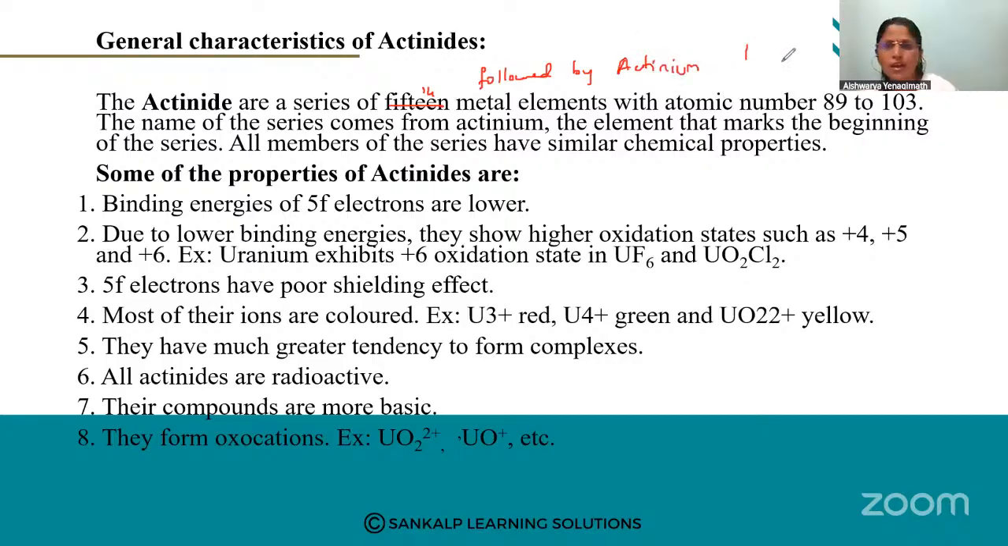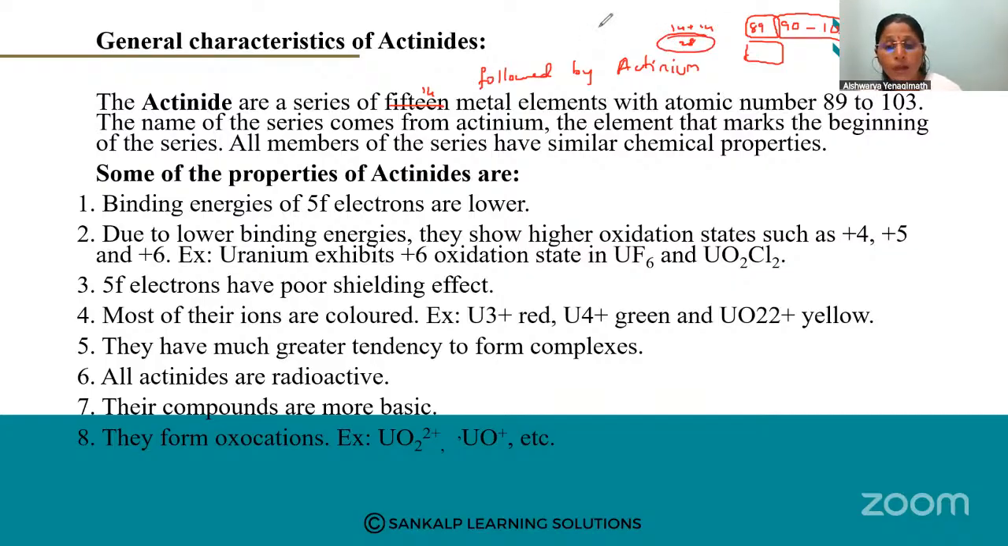After actinium you have 14 actinides. They are called actinoids. The atomic numbers start from 89 for actinium, so 90 to 103 becomes 14. Since we say they follow actinium, we say 15 also sometimes. Don't get confused. Total f-block elements are 14 plus 14, that is 28 elements.